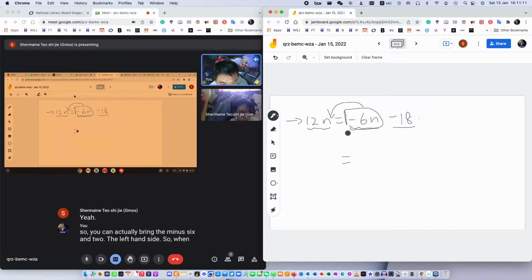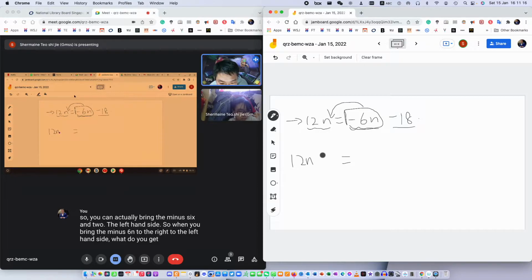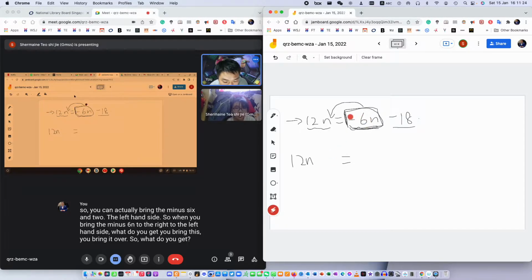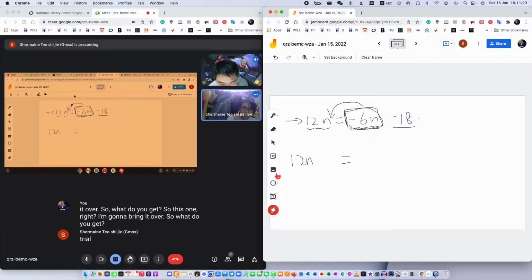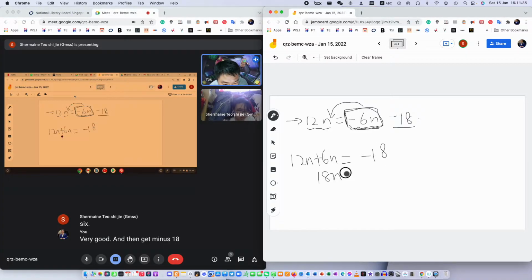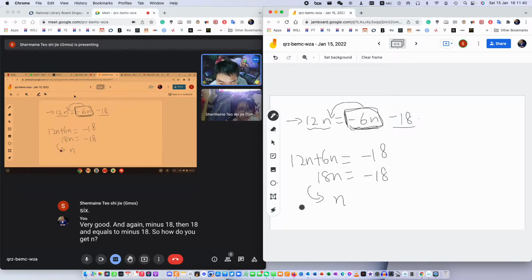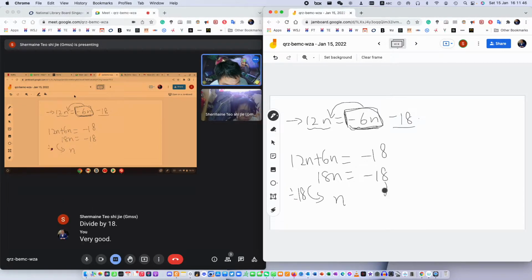When you bring the minus 6n to the left hand side, what do you get? You want to bring it over, so what do you get? 12n plus 6n, very good. And then you get minus 18, then 18n equals to minus 18. So how do you get n? Divide by 18. Very good. So you get n equals to -1.